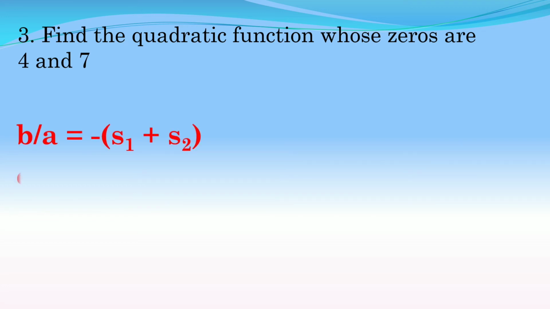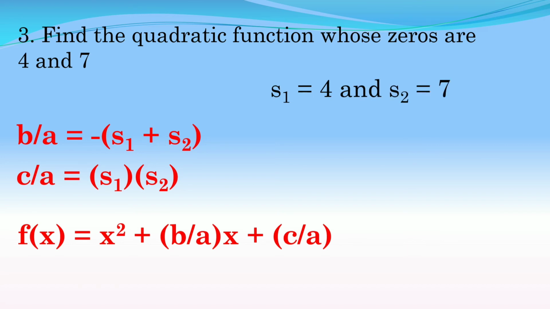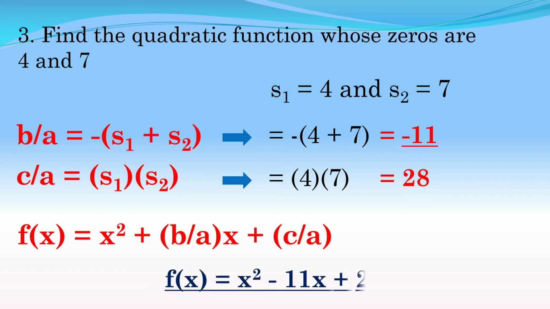So, ulit, ito yung ating formula. At pag nakuha na natin, i-substitute natin sa ating quadratic function. Ayan. So, ang ating s sub 1 ay 4 at ang ating s sub 2 ay 7. So, 4 plus 7 is 11 times negative is negative 11. And 4 times 7 is equals to 28. So, ang ating b over a ay negative 11 at ang ating c over a ay 28. So, ating answer ay f of x equals x squared minus 11x plus 28.